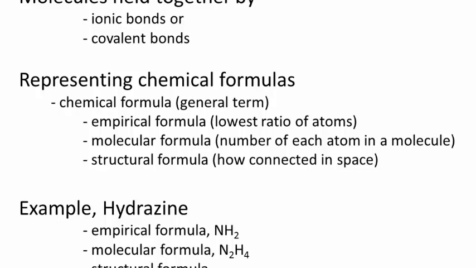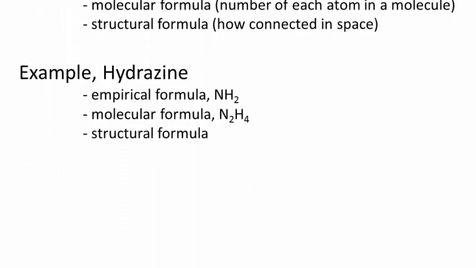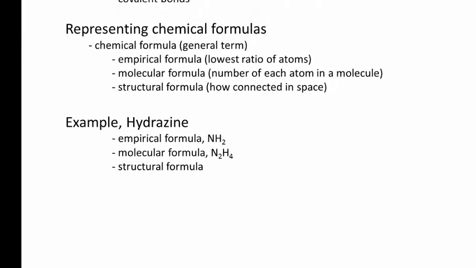An empirical formula is the lowest ratio of atoms in a molecule, and we'll see what that means in a second. A molecular formula gives the number of each type of atom in a molecule, and a structural formula attempts to show how they're connected in space or to give some three-dimensional perspective. An example, a molecule called hydrazine. The empirical formula for hydrazine would be NH2. That is, for every one nitrogen, there's two hydrogens. The actual molecular formula is N2H4. That is, in this molecule, there are two nitrogens and four hydrogens.